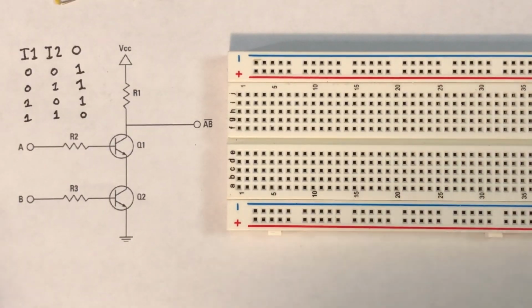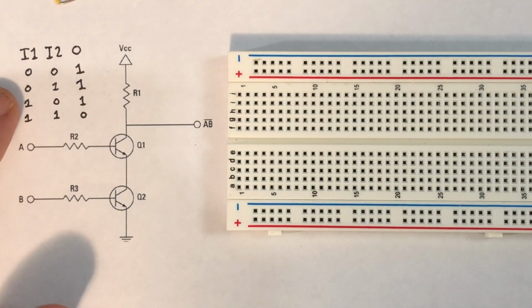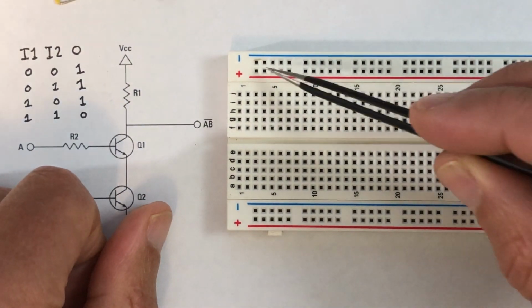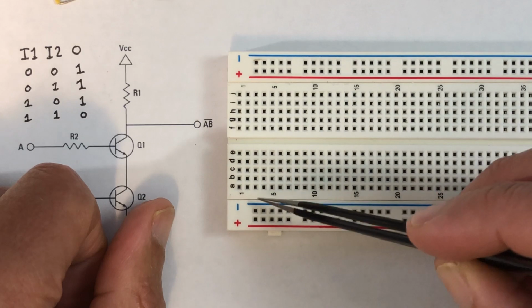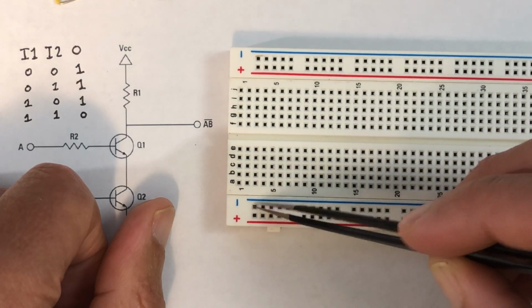Okay, so now what I'm going to do is take this schematic diagram and create a circuit. You can see here the logic behind a NAND gate. It's basically the opposite of an AND gate. To power our circuit, we are going to put the 5 volts from the Arduino here in the positive and the ground in the negative.